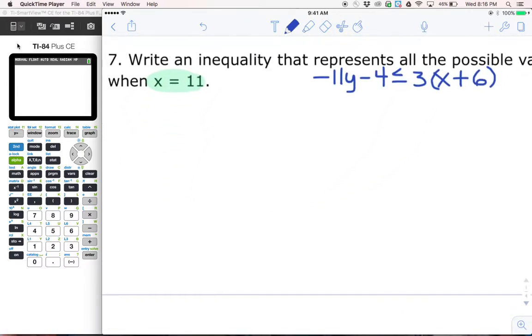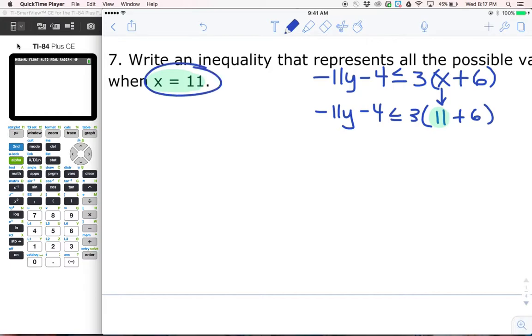All right. We need to use this in our inequality. So hopefully you remember what we've been doing for the last little while. We've practiced substituting. X is equal to 11, so I'm going to use 11 in place of x. Okay, everything stays the same. Just the x has been changed to an 11 because they told me that x is equal to 11. And now we're going to clean this up. On the right side, I see 11 plus 6, and I'm just going to write 17.